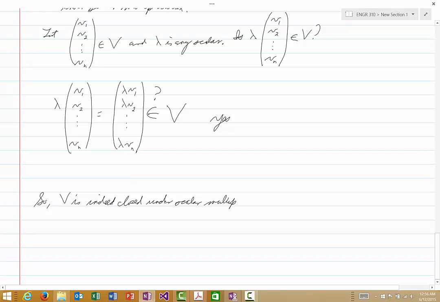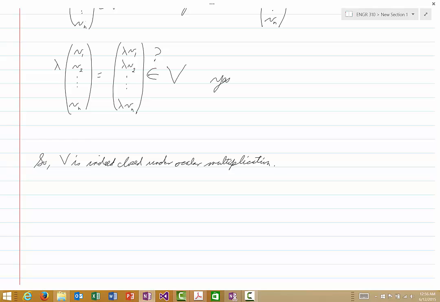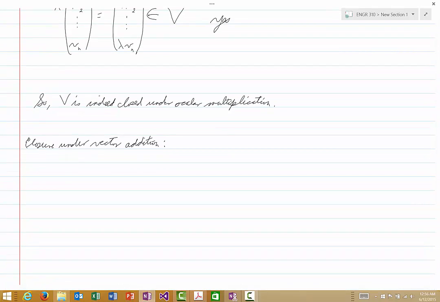In other words, when we take any vector of V and we multiply it by a scalar, we still get a vector in V. Okay, now we need to check for closure under vector addition. V needs to have both of these properties in order to be a vector space. And you probably already know the answer.